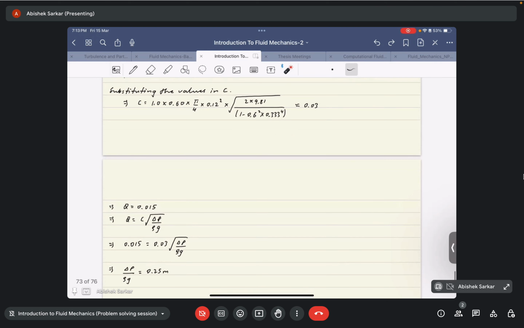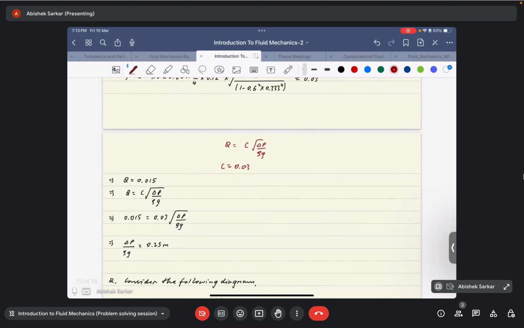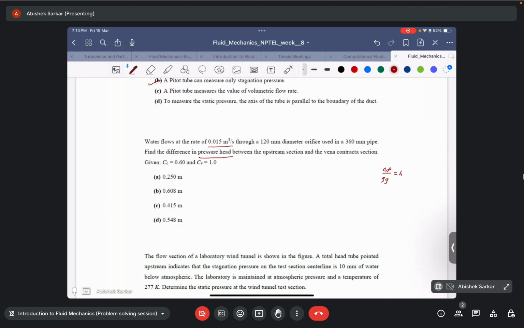And now we come back to the expression that Q is equal to capital C into square root of delta P by rho g. Since C is equal to 0.03, and since Q is also known, we can write 0.015, that is, Q is equal to 0.03 into square root of delta P by rho g. Then it will basically give delta P by rho g is equal to 0.25 meter. We are asked to find the pressure difference head, so it will be 0.25 meter of water, since water flows through the duct. Okay, so this is the correct answer.